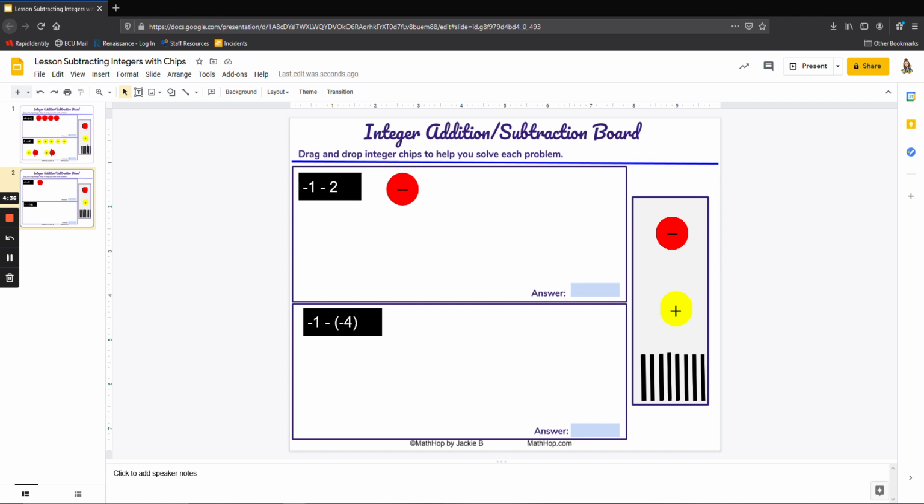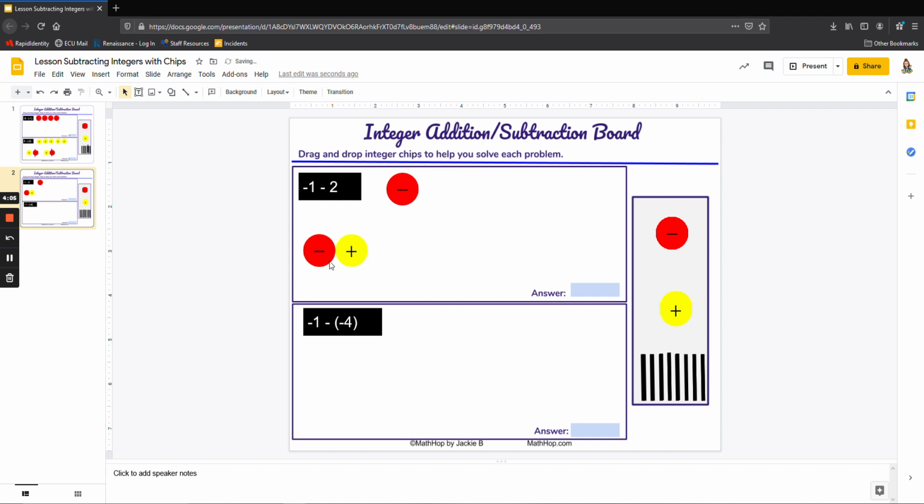But now I have to take away 2, which means 2 positives, okay? And I don't have any positives to take away, right? Because if I start with -1, I need to subtract 2, but there's no 2 there. So now what I need to do is add 0 pairs until I have 2 positives, okay? So I'm going to add 1 zero pair.